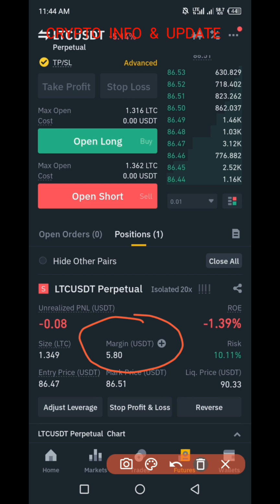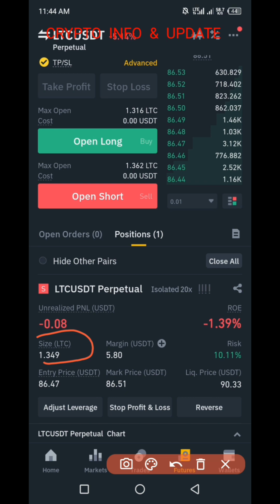Do you understand? Now, the next thing you will observe is that the size of LTC increased to 1.349. What happened here was the initial size of LTC at entry price 1 was added to the new size of LTC at the moment the second entry price was filled, to generate the new size of LTC, which is 1.349.